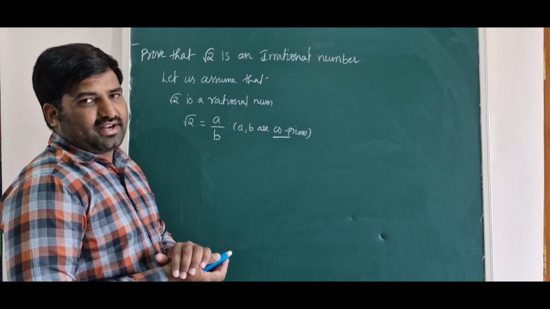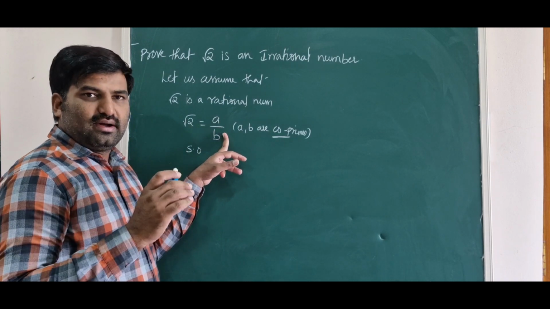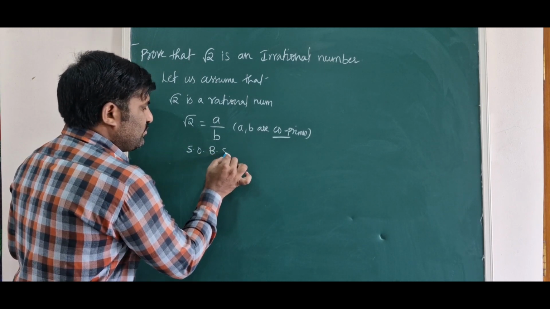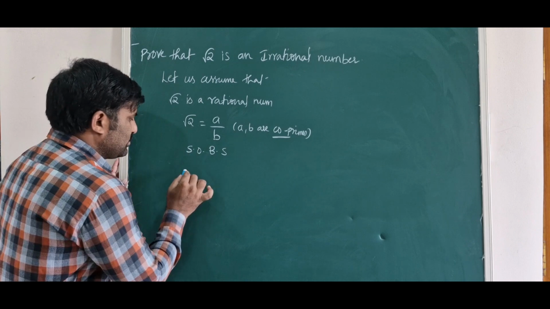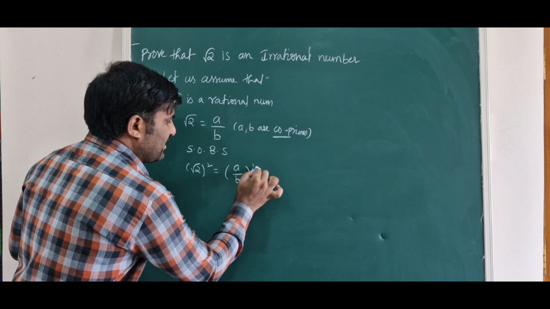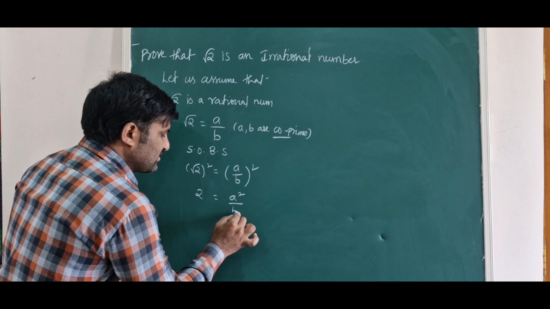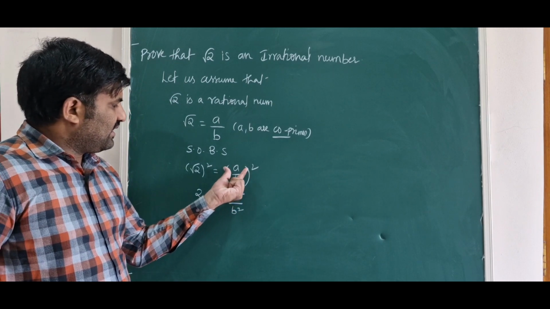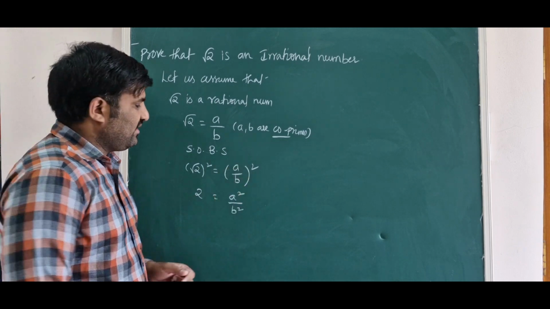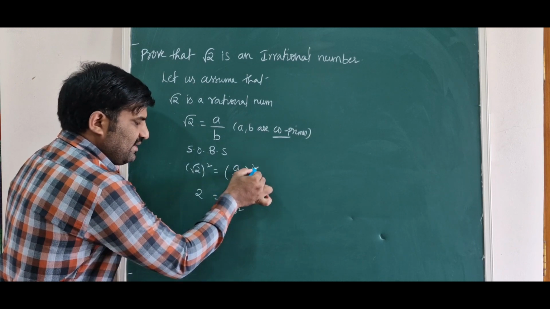Now to prove a and b have some other common factor besides 1, I am squaring on both sides. SOBS is squaring on both sides. If you square on both sides, root 2 whole square is equal to a by b whole square. Root 2 whole square is 2, and a by b whole square we can write using (a/b)^m = a^m / b^n style of exponents, so it is nothing but a square by b square.